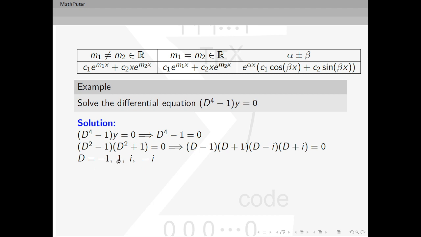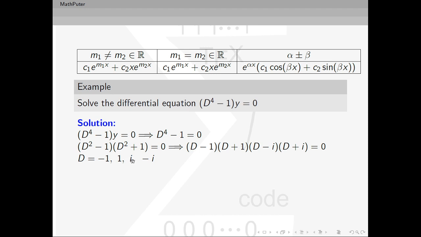These two are real numbers. In this case, because they are distinct, please don't consider this x. Again I repeat, this is the mistake here: c1 e raised to m1x plus c2 e raised to m2x, this is only. These two are complex, i and minus i. So this is the case, alpha plus or minus i times beta.